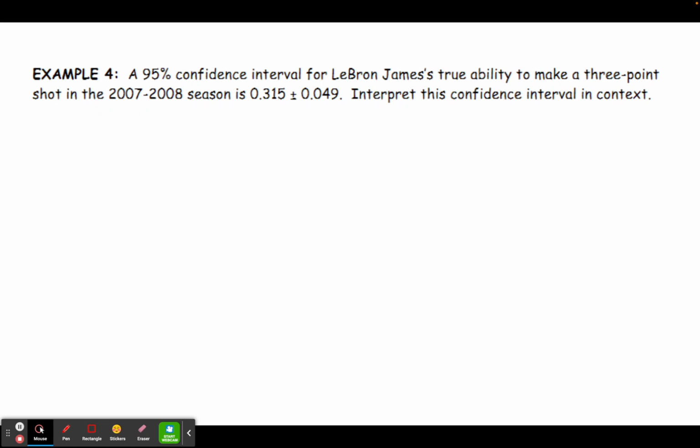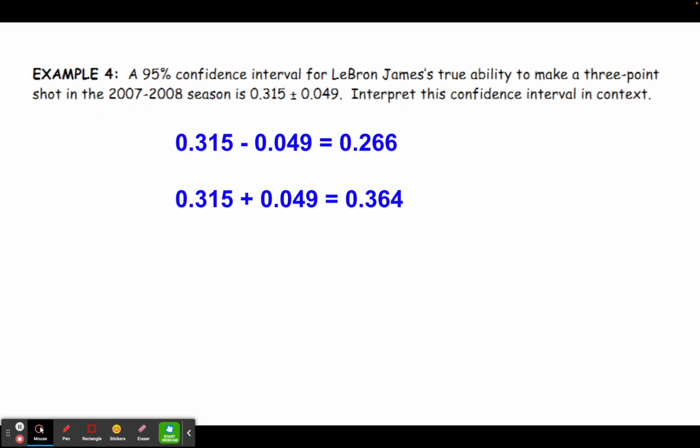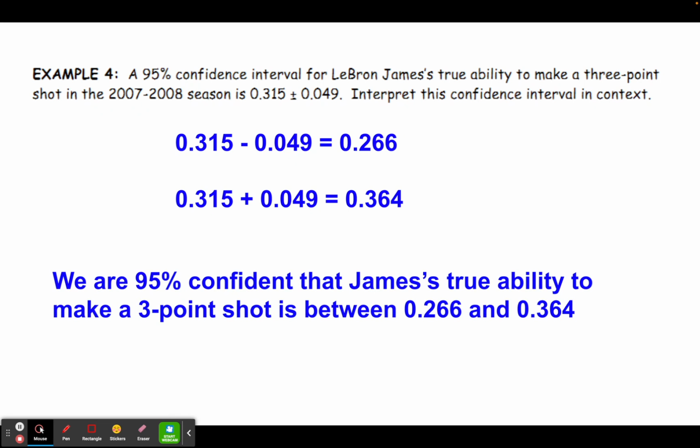So 0.315 minus 0.049 gives us the lower end of that interval, and 0.315 plus 0.049 gives us the high end of that interval. So first I would calculate those. So our single value estimate minus and plus our margin of error, and then we can write our interpretation. We are 95% confident that James's true ability to make a three-point shot is between 0.266 and 0.364.